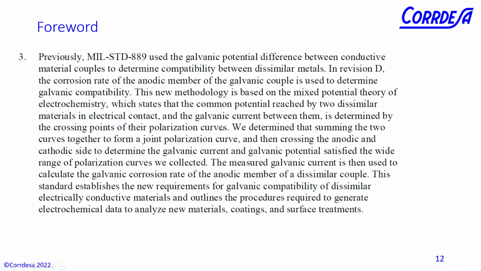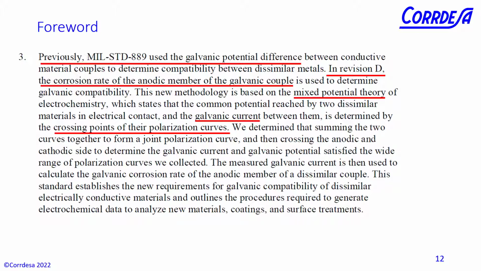concerned. Even in the foreword to the standard, straight away they tell you that previously we used galvanic potential difference, and in revision D, the corrosion rate of the anodic member of the galvanic couple is actually used to determine the galvanic compatibility using the mixed potential theory. So you as designers or M&P engineers have to figure out how to calculate this galvanic current, because that's the method that's now required. And it's done by finding the crossing points of the respective polarization curves. So now there's much more of a demand to get more data, the polarization curves.